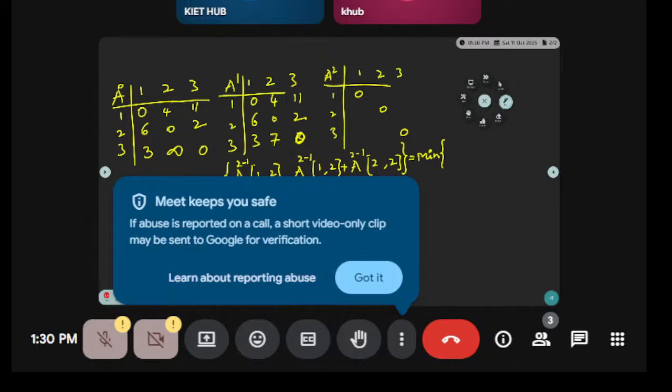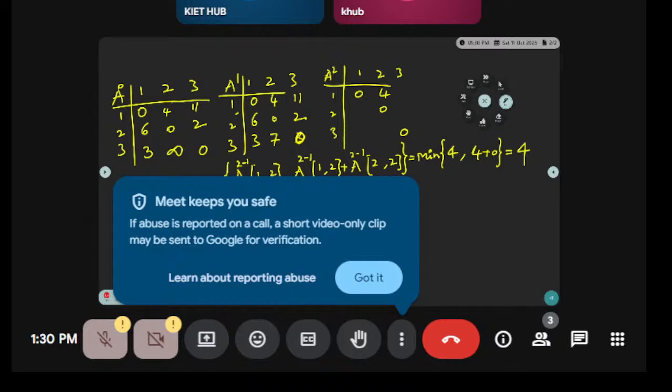This a power 2 minus 1 is a power 1 of 1 comma 2. 1 comma 2 is 4, comma a power 1 of 1 comma 2, 4 plus a power 1 of 2 comma 2, 0. That value is 4. So still it is 4. Then go with 1 comma 3.